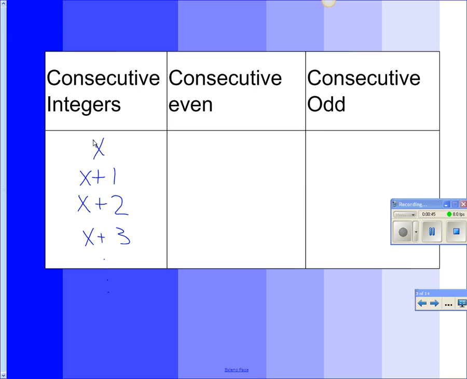All right, if it says even, you still always start with x, but instead of x plus 1, it's going to be what? And then x plus 4, and it could even go on, okay.